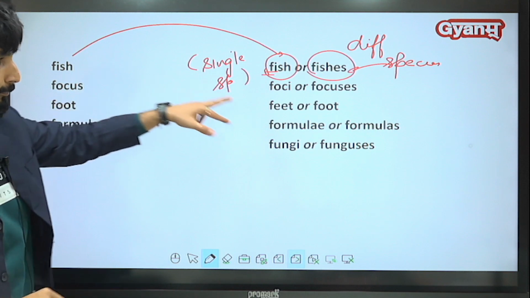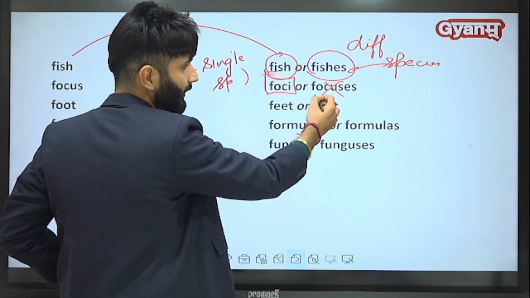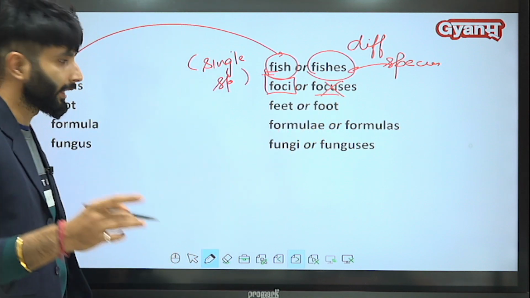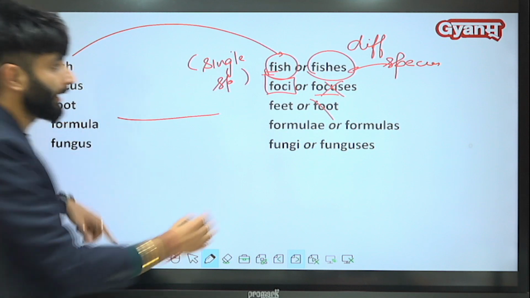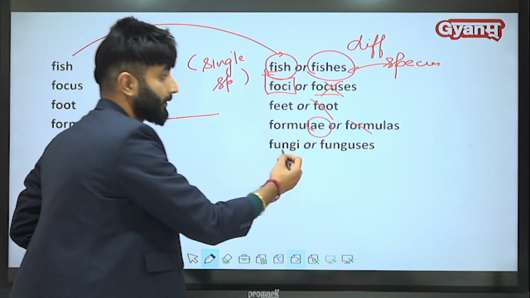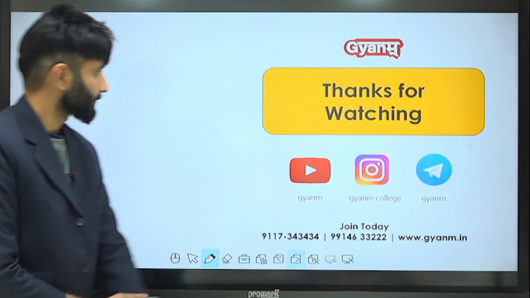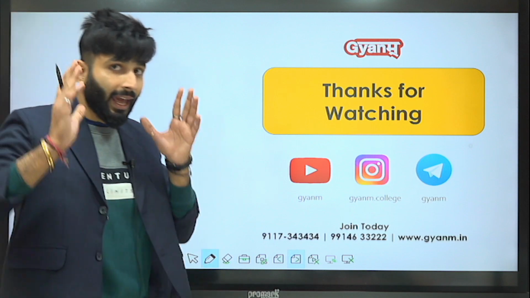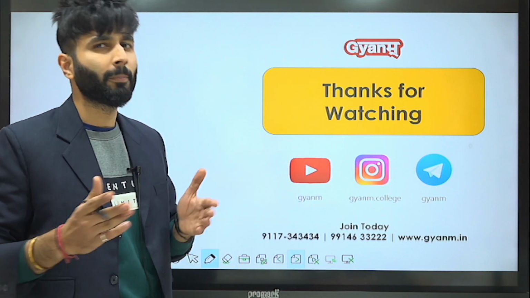Focus, foci. Focus is sometimes regarded as a wrong word. You should not use this. Normally, these are written in the books also. You should adhere to these. Now, foot takes feet. Formula takes formulae, not a requirement. Fungus takes fungi, right? So here my point to you is, when you add all these things, it becomes obvious.